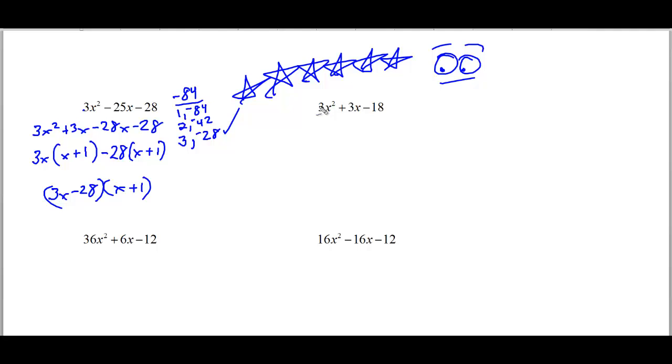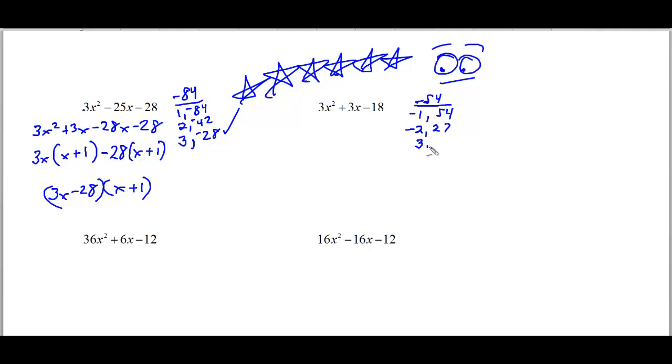Let's say that you just go 3 times negative 18. 3 times negative 18 is negative 54. Going from here, we're going to list our factors of negative 54. We're going to go 1 and 54, and since I want a positive number there, I'm going to put my negative with the smaller number. Well, that doesn't give me 3, so now I'm going to try 2. 2 divides 54 evenly. 2 and 27 doesn't get me 3, so keep going.